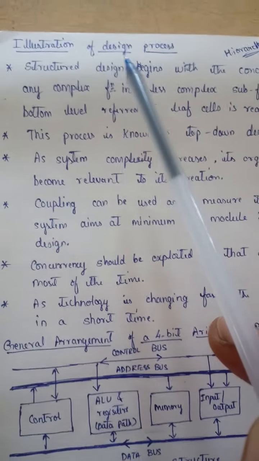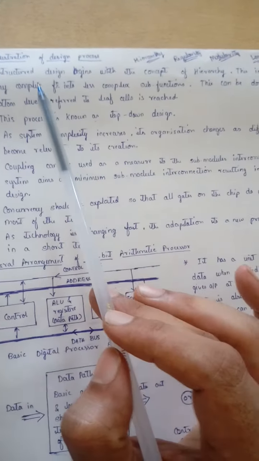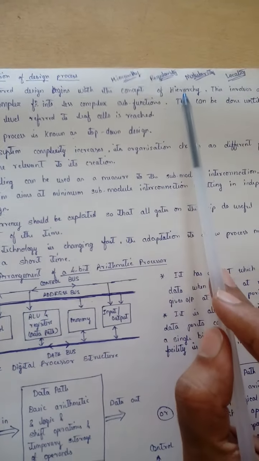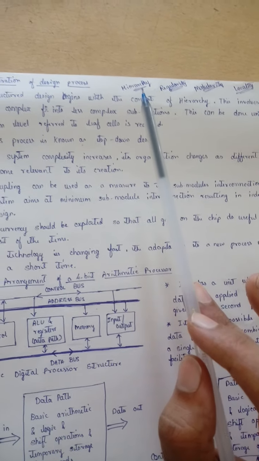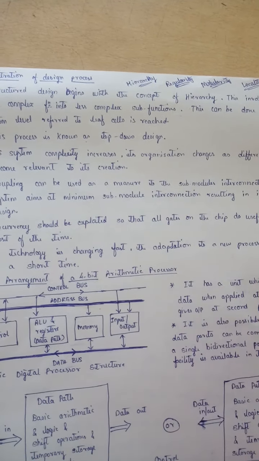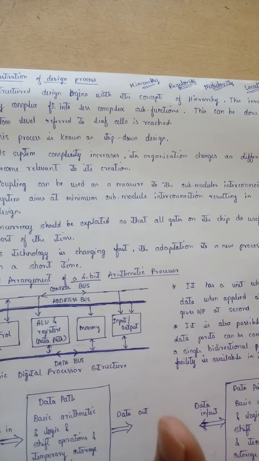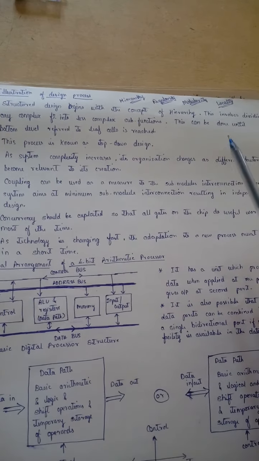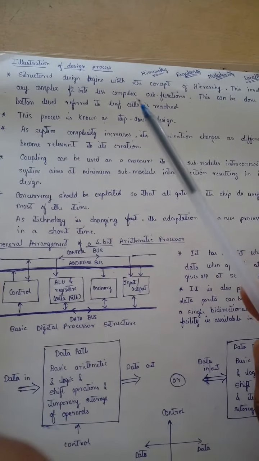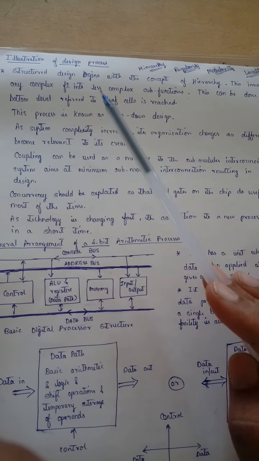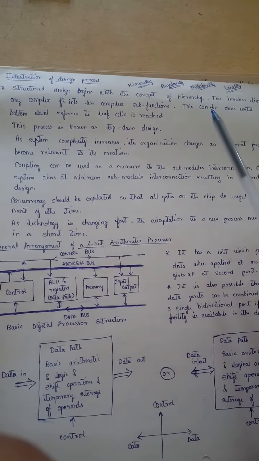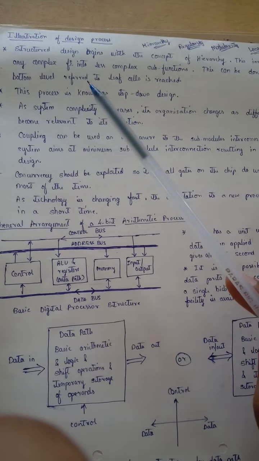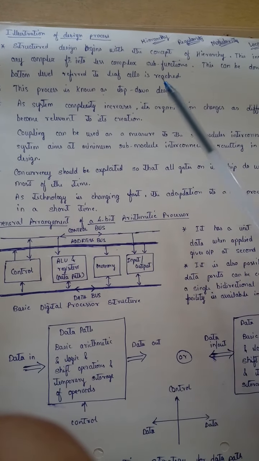Now we will just see the illustration of the design process. The structured design process begins with the concept of hierarchy. As I told you, hierarchy means dividing a module into submodules and repeating the operation on the submodules until the complexity of the smaller parts becomes manageable. This involves dividing any complex function into less complex subfunctions. This can be done until the bottom level, referred to as the leaf cell, is reached.